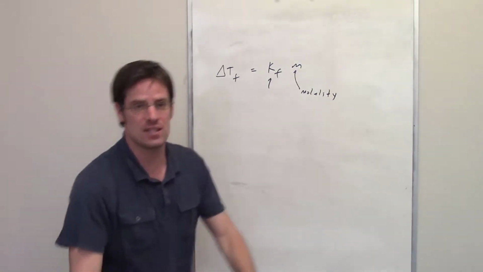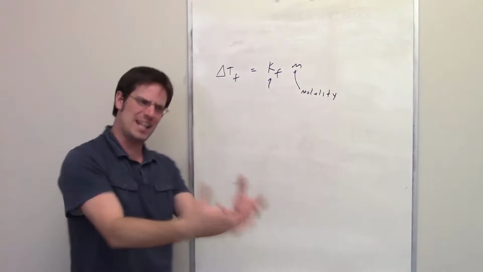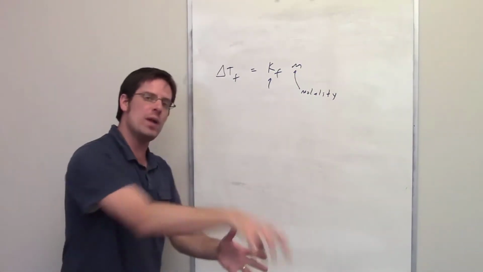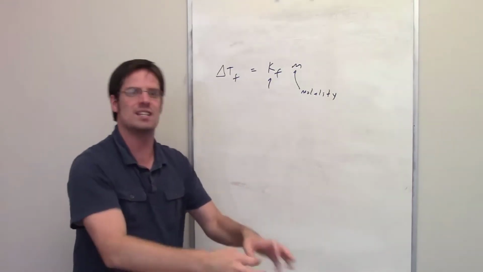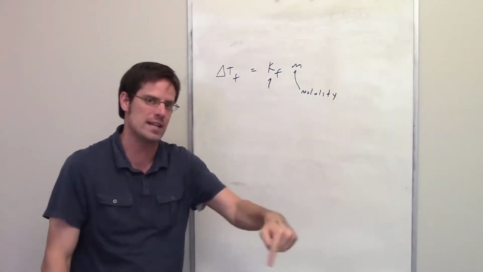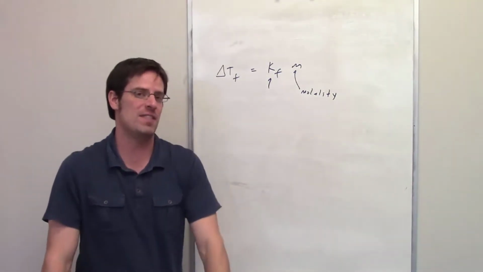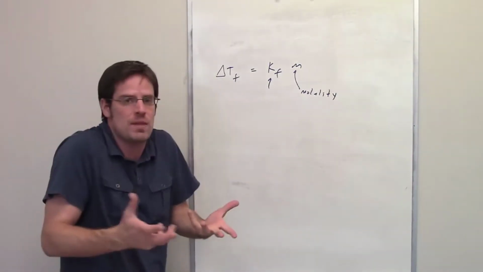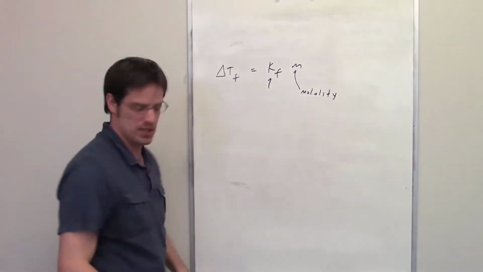The point is this: if you take any solution, or any liquid, it normally would freeze at a certain temperature, and you throw in some kind of solute, dissolves in that solution, it's going to decrease the freezing point of that liquid. But by how much does it decrease it? And how do we determine that? We determine it by using this equation.